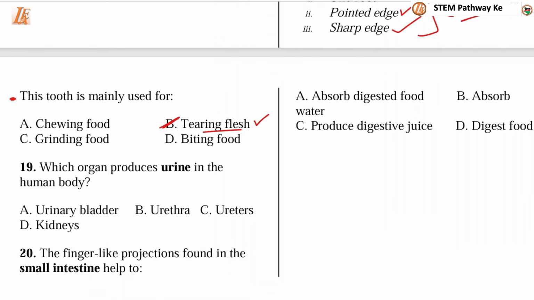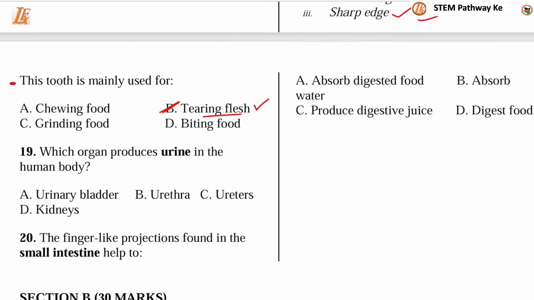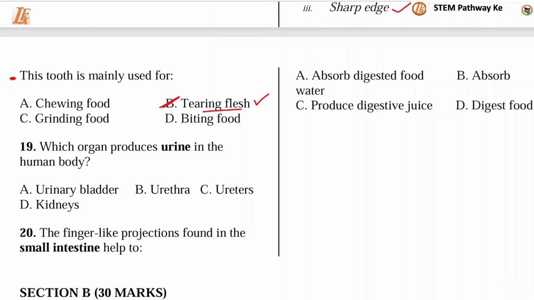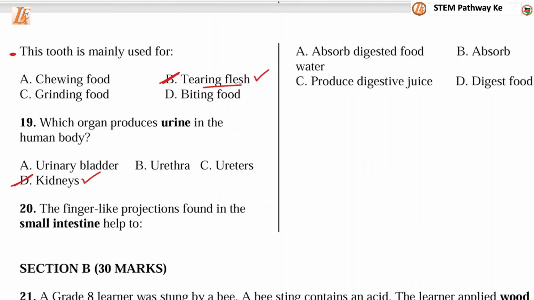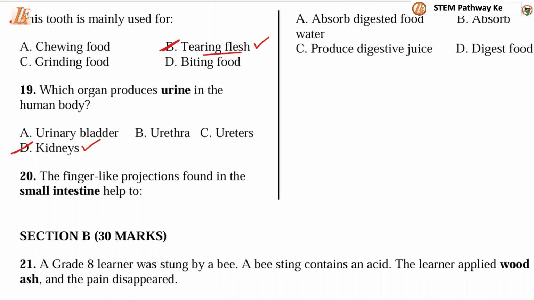Question 19. Which organ produces urine in the human body? In this case, the organ which produces urine is called the kidney or the kidneys. The urinary bladder, urethra, and ureters are components of the urinary system, but the one that produces urine is the kidneys in the human urinary system.